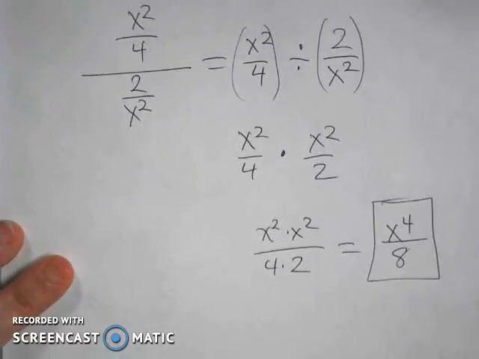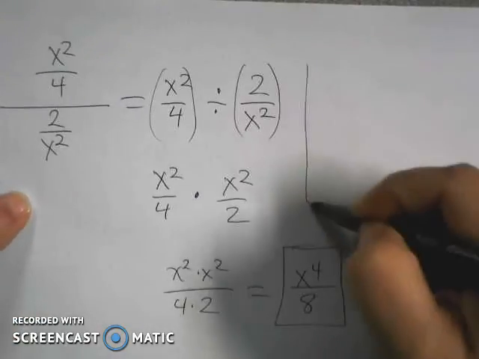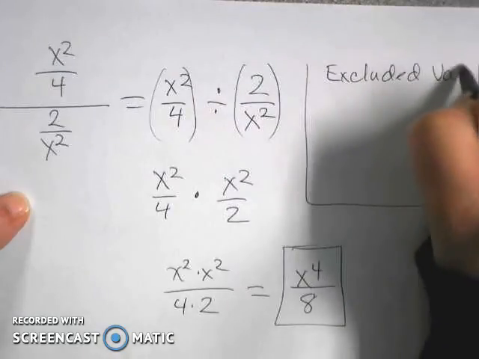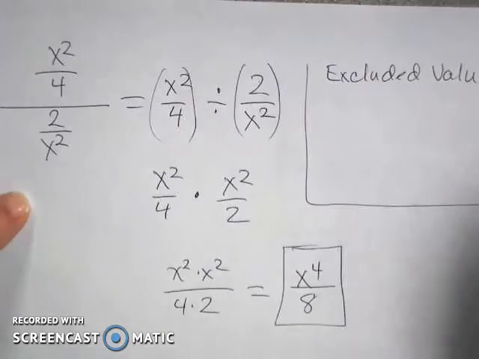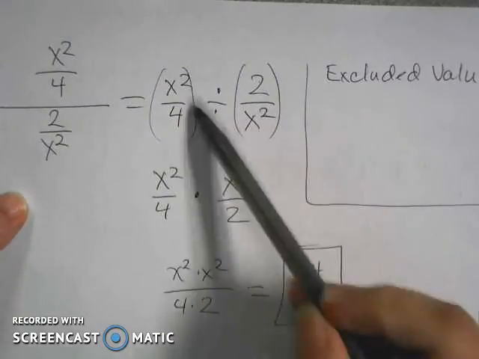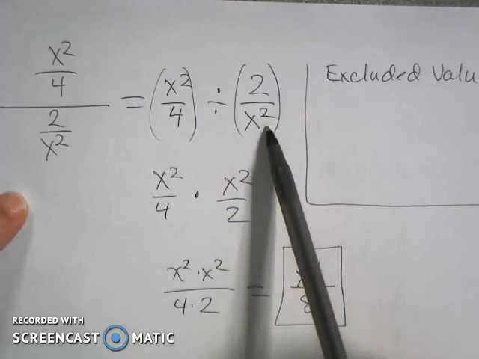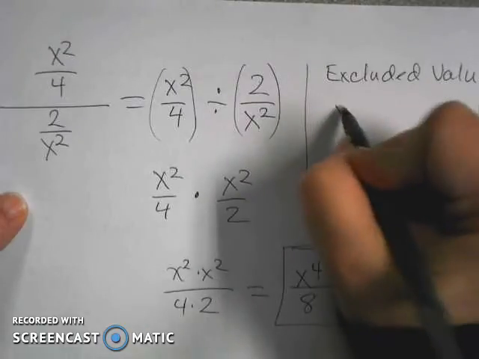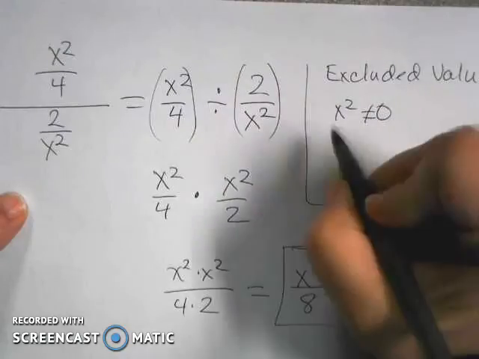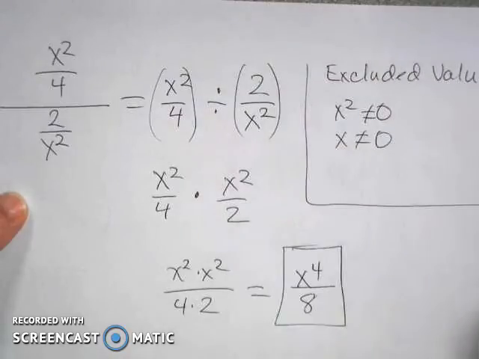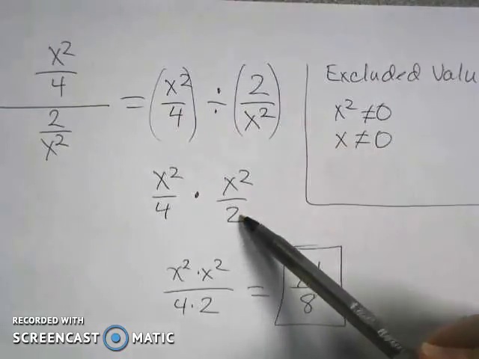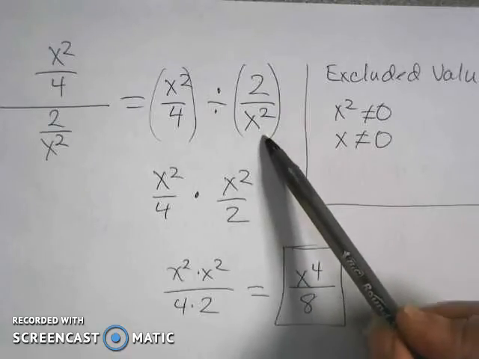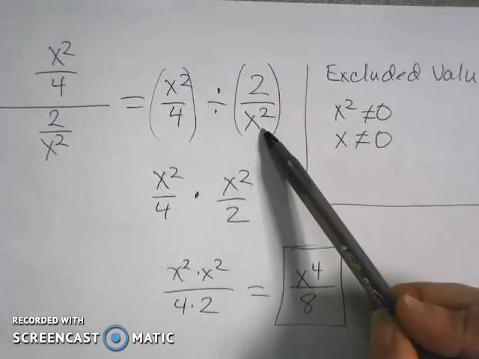The thing we want to address, though, are the excluded values. So let's take a look at that here. What we want to do is take a look at where we have variables in the denominator. So in the original expression, when we see that we've got it written out as division, I have x squared in this denominator, which means that I have to say that x squared cannot equal 0, which means that x cannot equal 0. And then when I rewrite it, there is no variable in the denominator, so the only one I have to worry about is the variable in the original division problem.